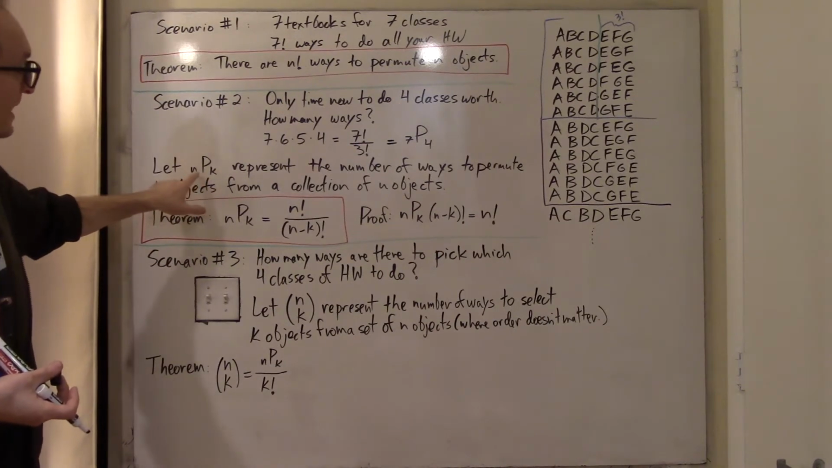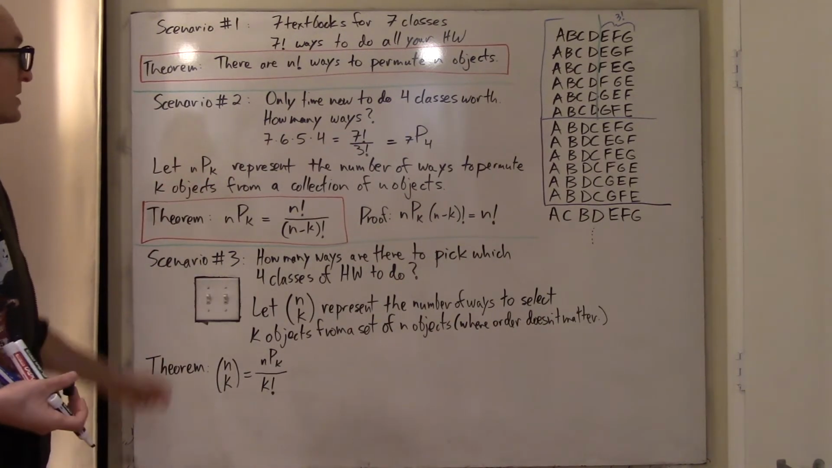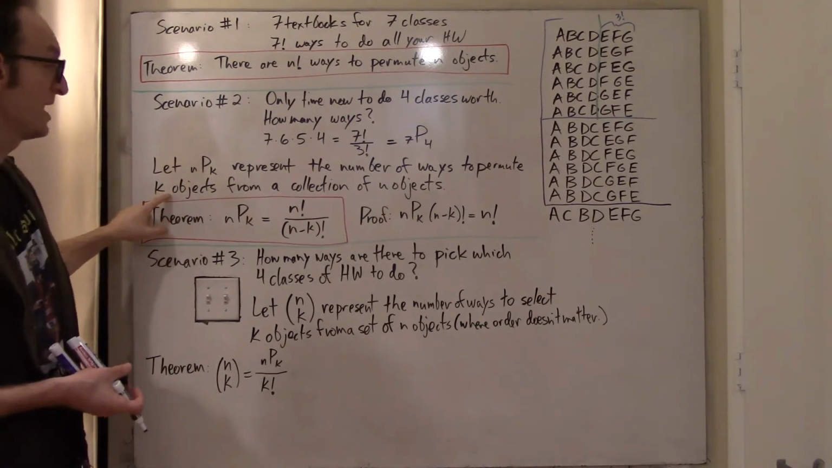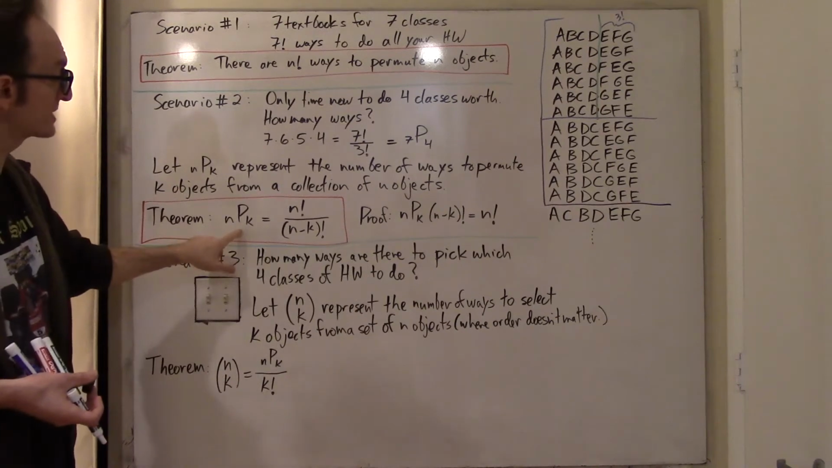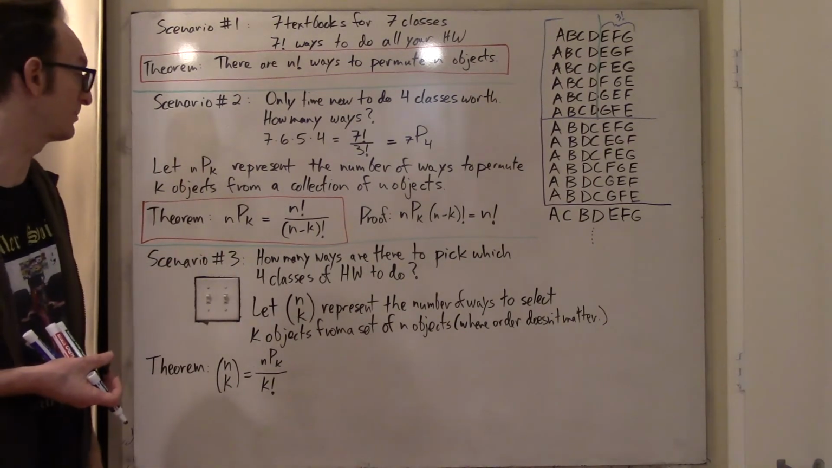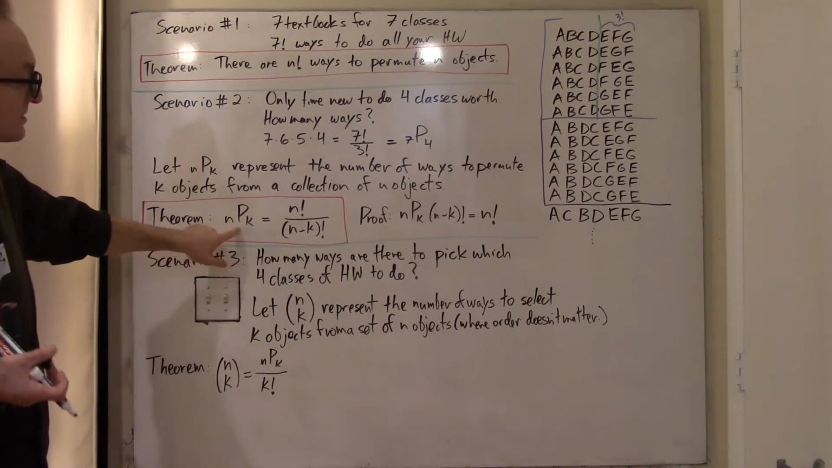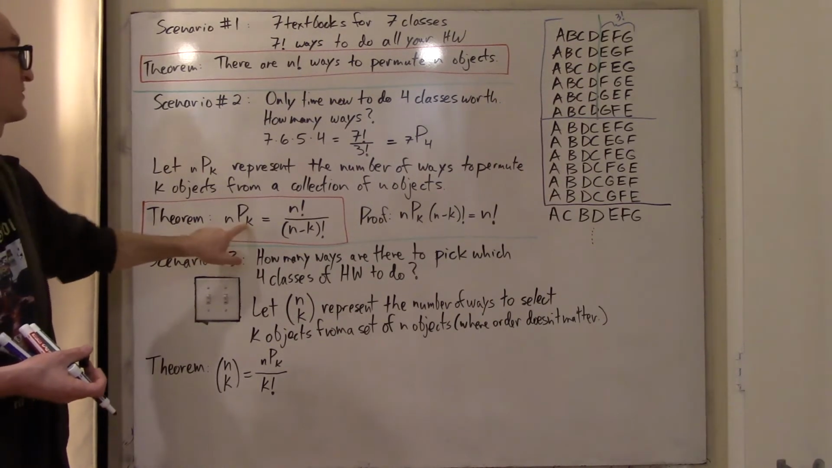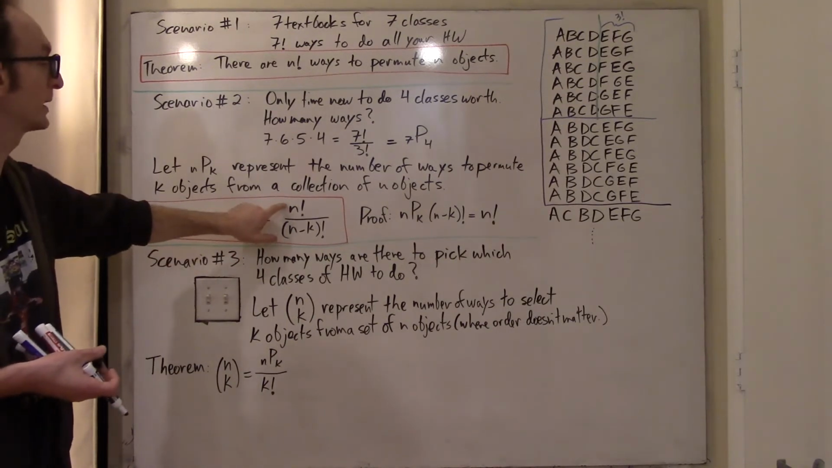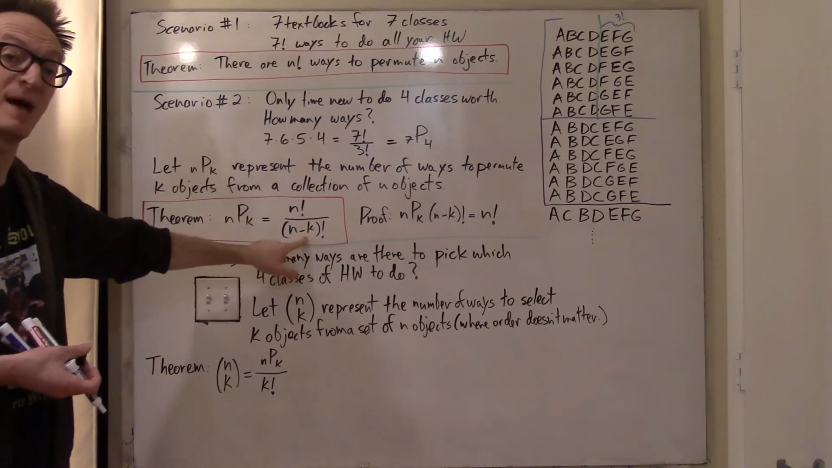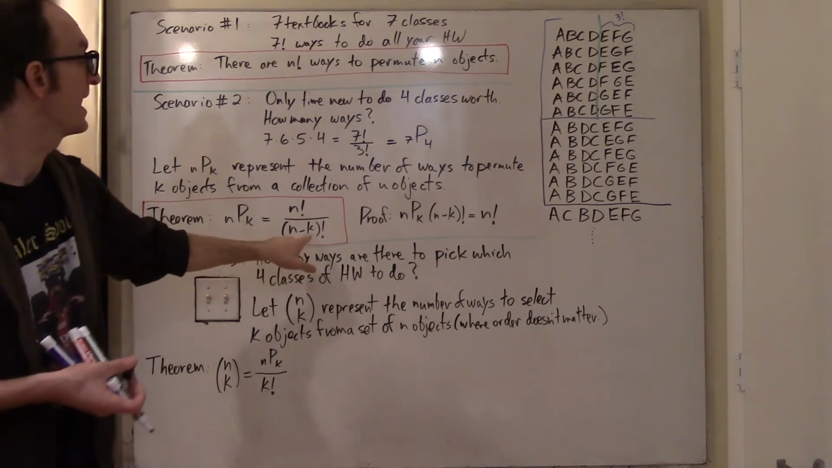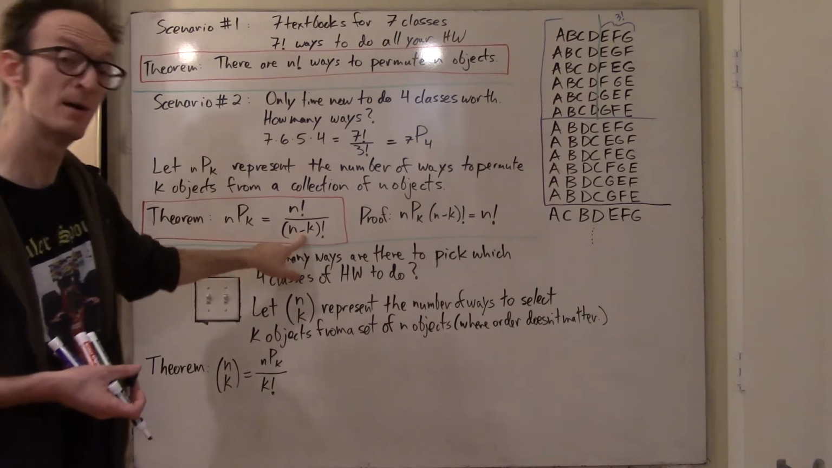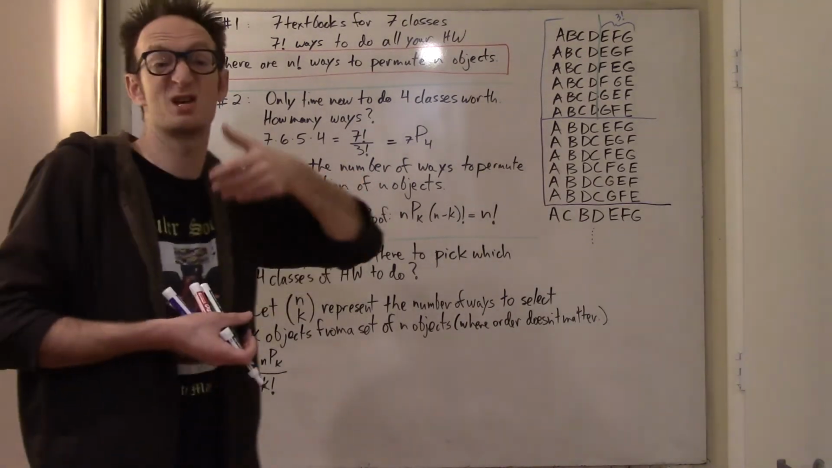So N in NPK is the answer to the question, how many ways, given a collection of N objects, are there to permute K of them? And if you just generalize the logic from a minute ago, you see that this is the formula that we've come up with. The number of ways to permute K objects from a collection of N objects is N factorial, and then we divide by N minus K factorial, because if I'm permuting K objects, then there are N minus K objects that I'm simply ignoring.